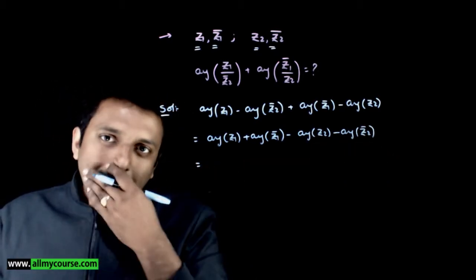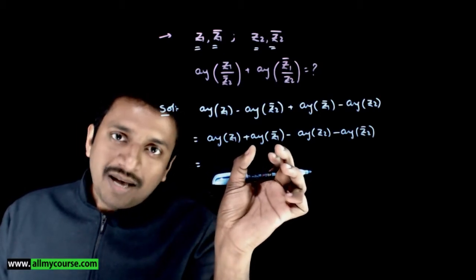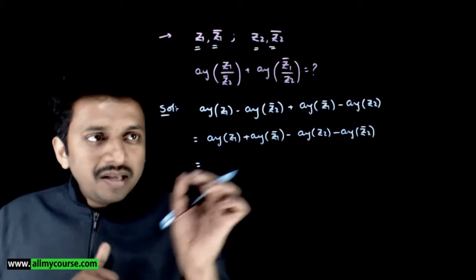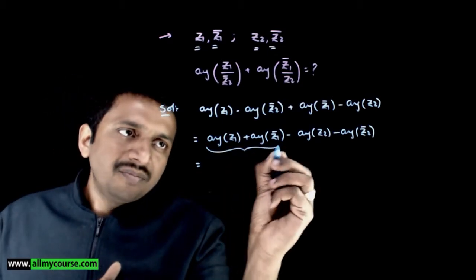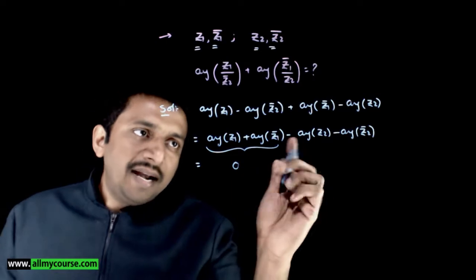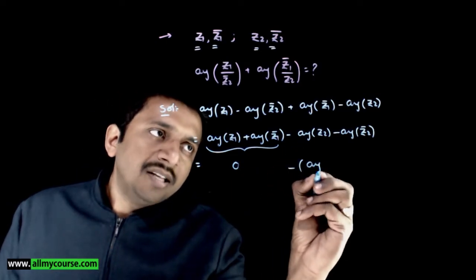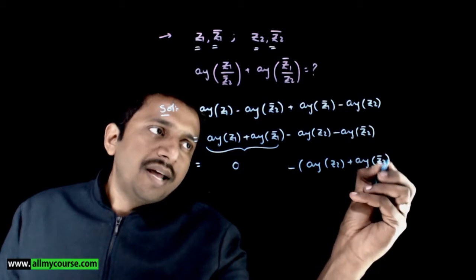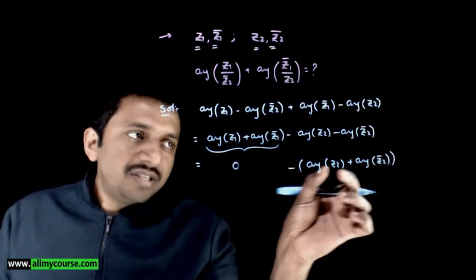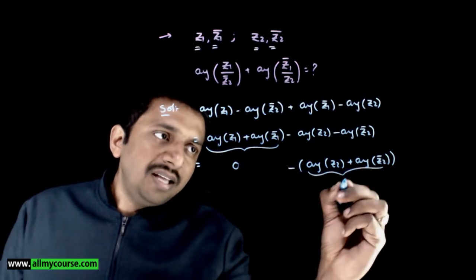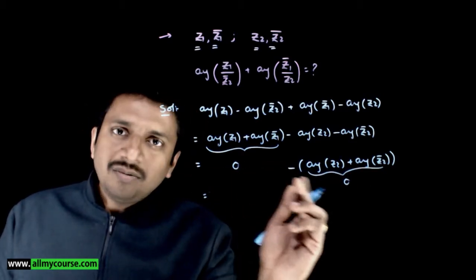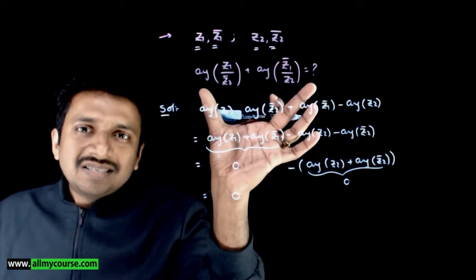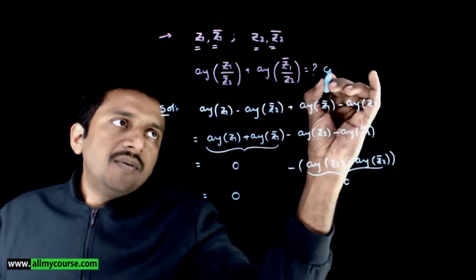So you can very clearly see argument of z1 bar, as we have derived, is minus of argument of z1. So these two combined give you 0, and this is minus of argument of z2 plus argument of z2 bar. So what is argument of z2 plus argument of z2 bar? This is again equal to 0. So you get 0 minus 0 equal to 0. So this value will always be equal to 0.